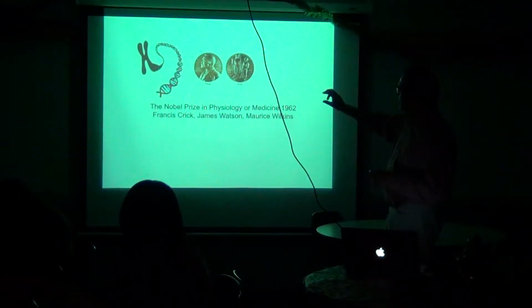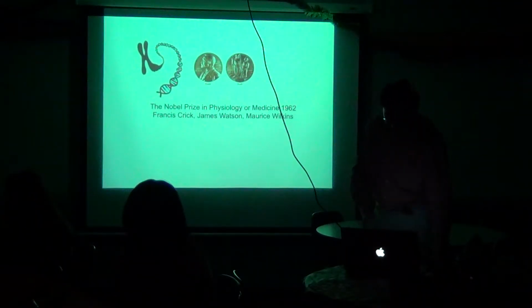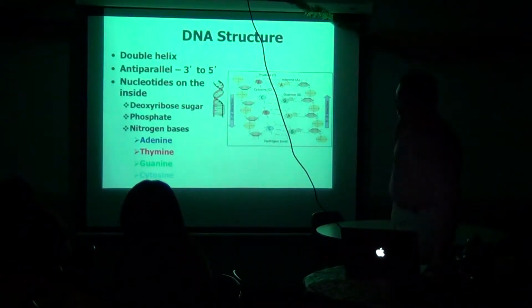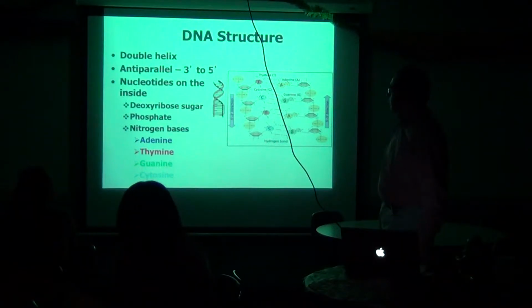So for proposing the structure, the double helical structure of DNA, Watson and Crick, along with Maurice Wilkins, got the Nobel Prize in 1962. So why is DNA structure so important? And feel free to stop and ask questions, okay? I tend to go fast. Okay, so you might already know, and you also mentioned, DNA is made up of two strands. So it forms a helical structure, so that's why it's called a double helix.